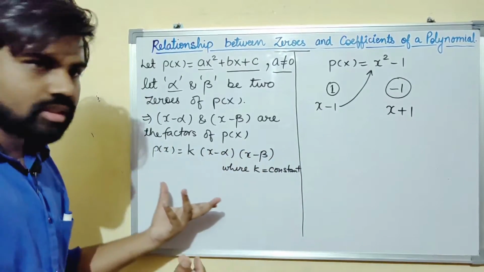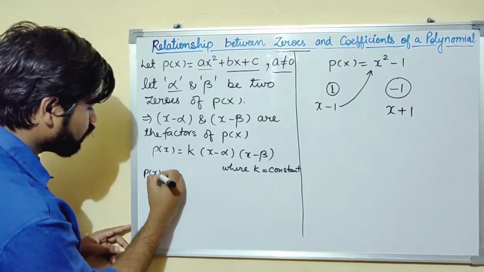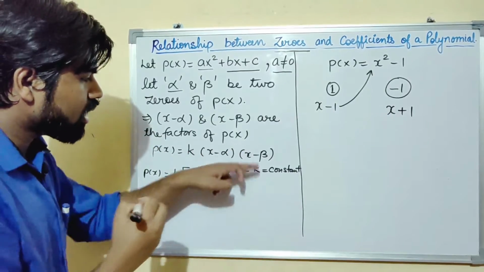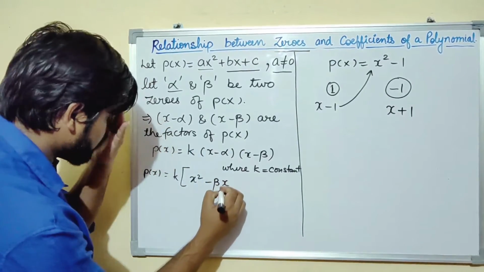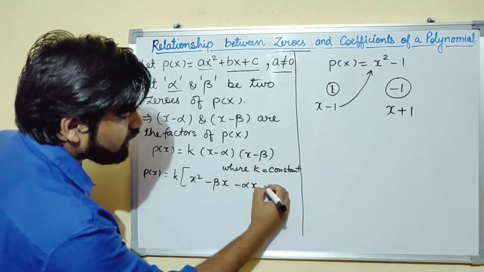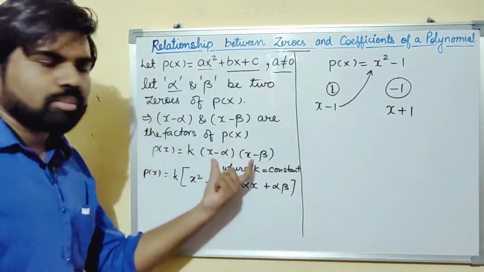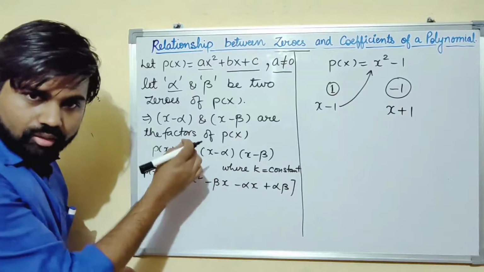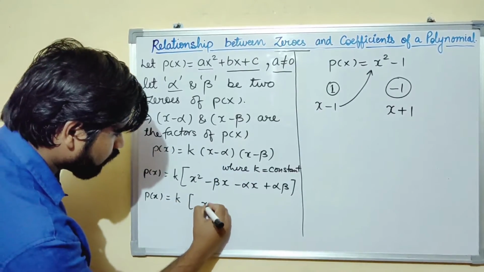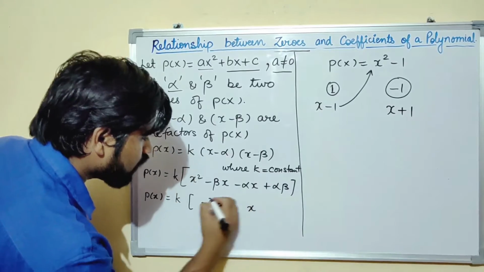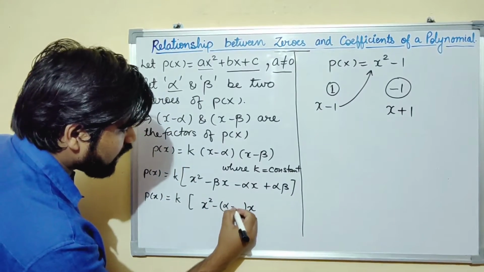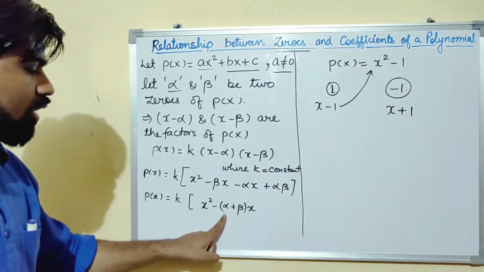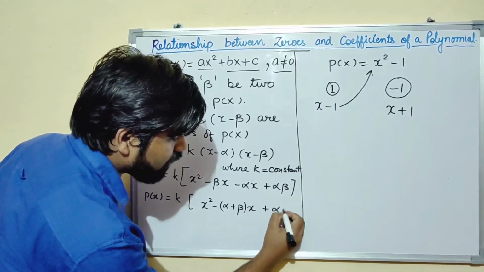Now let us simplify the right hand side. So you will get p(x) equals, keeping k outside the bracket, k times x square minus beta x minus alpha x plus alpha beta, right? You know how to multiply the brackets, right? Now let us take x common from the second and the third term. If we take x common, you can see that minus alpha plus beta. I have rearranged them. So you will get x square minus (alpha plus beta) times x plus alpha beta.